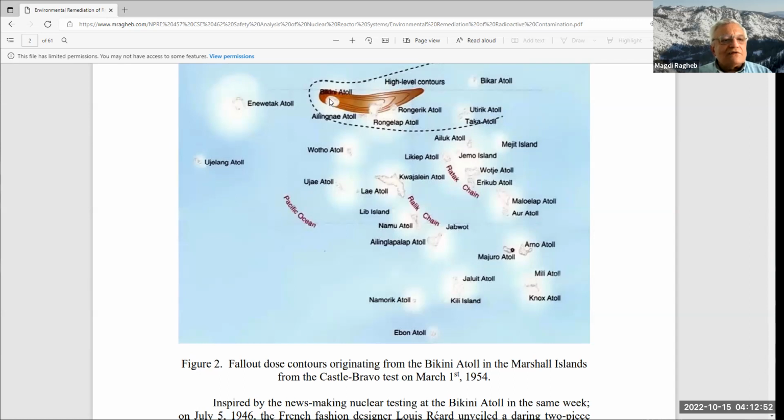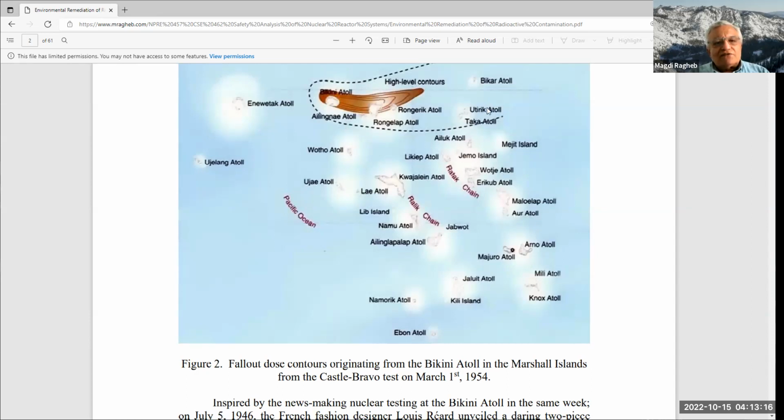This one here, you could see it looks like a ring. It's called the Bikini Atoll, and some French fashion designer adopted the name and named a swimming suit for ladies after it. So we have the bikinis named after that Bikini Atoll.